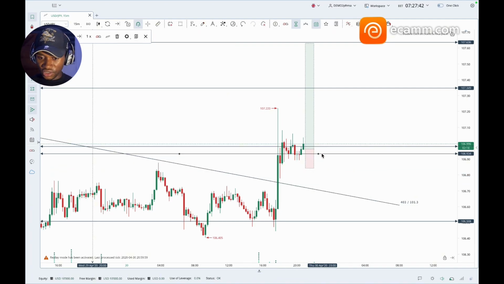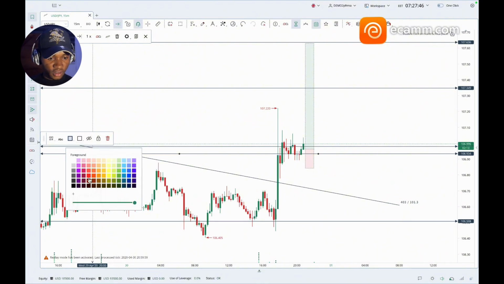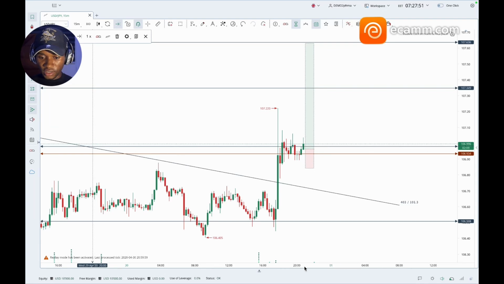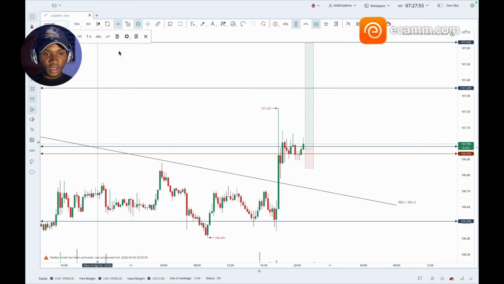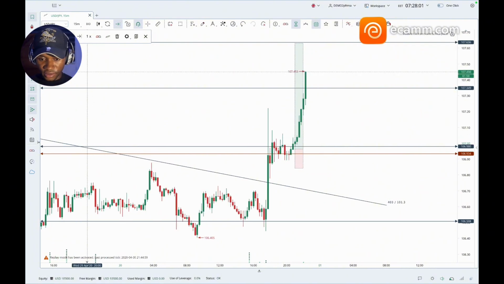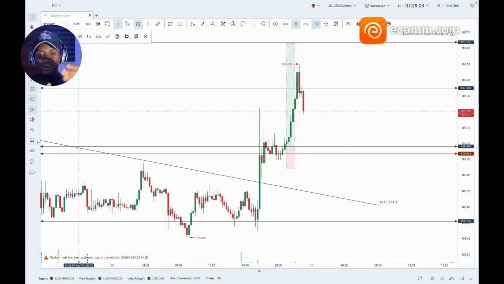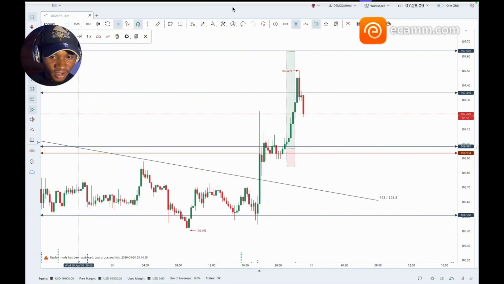I'm just going to change this to a red horizontal ray, so you basically understand what I'm doing. Alright, let's see how this plays out. I'm curious to know if this is going to play out well or not. And it's already played out well. I can clearly see it.